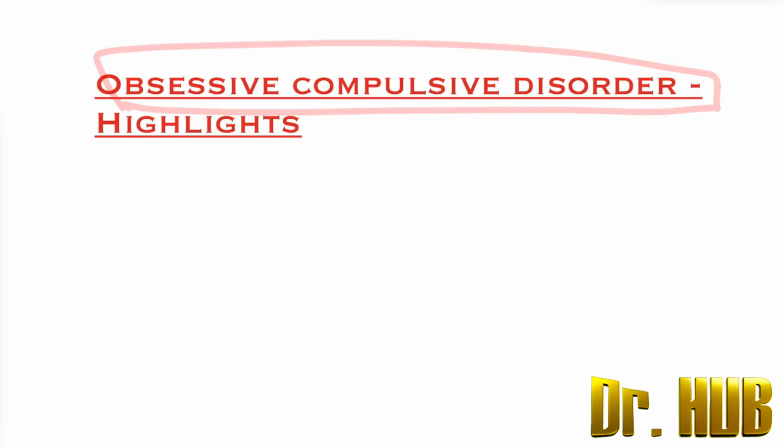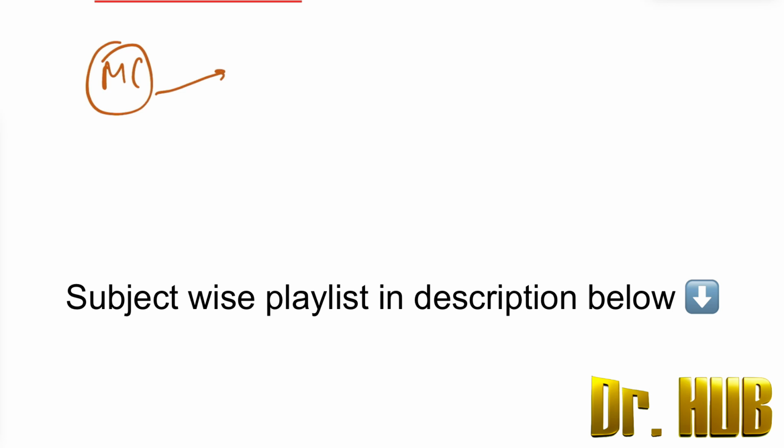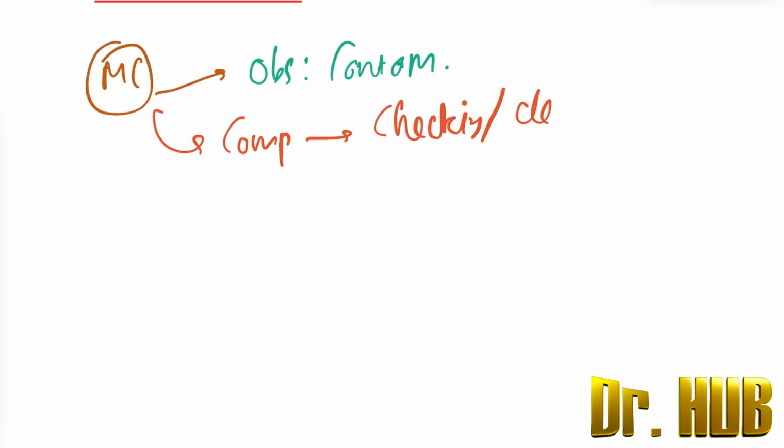Obsessive compulsive disorder, we are looking at the highlights. So what are the key points here? The key point is, let's look at the most common obsession. What's the most common obsession? Obsession will be of contamination. Next will be the order of compulsion. The most common compulsion will be checking, as well as cleaning.